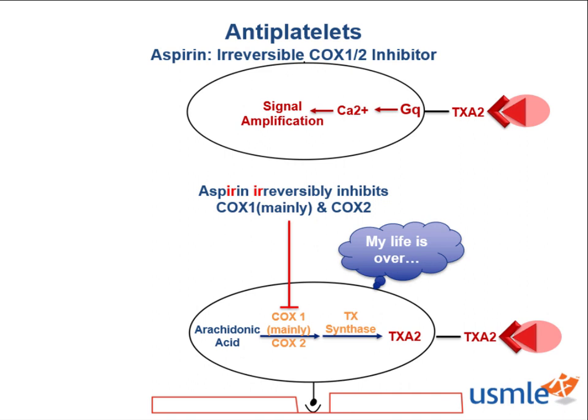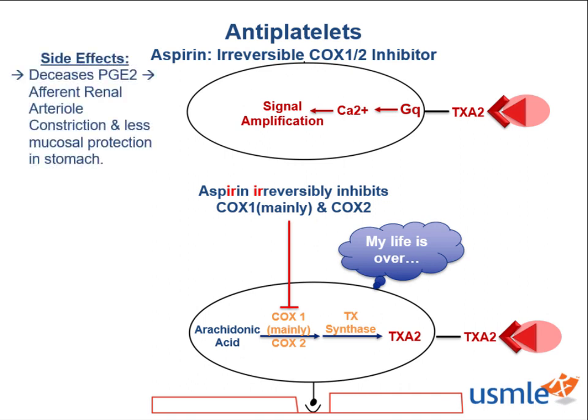So, to recover platelet plug formation ability, brand new platelets must be produced from the bone marrow. Pretty cool, isn't it? Now, let's talk about some of the many side effects of aspirin therapy. First, by irreversibly inhibiting COX-1 and 2, PGE2 is decreased. This can lead to an acute kidney injury since the afferent renal arteriole relies on the production of PGE2 to remain relaxed and patent. Moreover, PGE2 is important for mucosal protection in the stomach, so ulcers are a risk factor for patients receiving aspirin therapy.